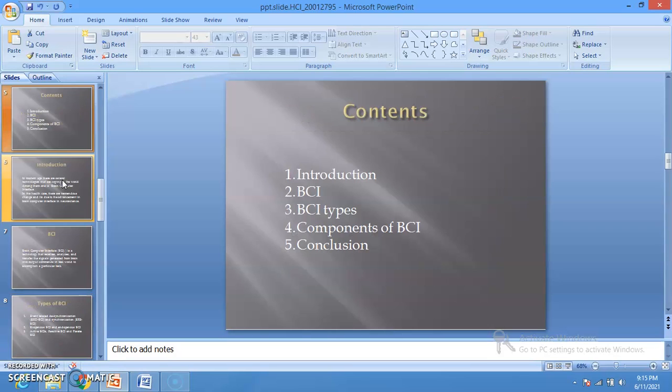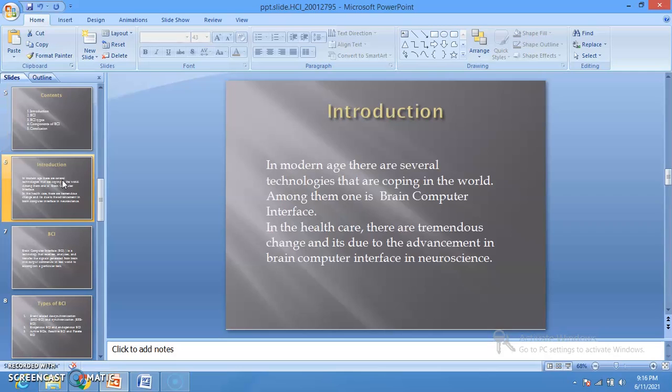These are the contents that I am going to present in this presentation. First one is introduction, second one is BCI, third is types of BCI, fourth is components of BCI, and the fifth one is the conclusion about the whole presentation. And here we go with the introduction.